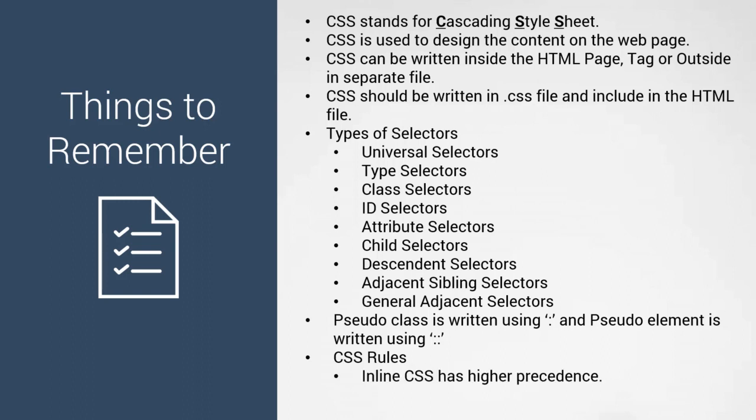On the CSS rules, we saw two important rules. First one was inline CSS has the higher precedence. So anything that you write CSS on the tag will get the higher precedence. If you manually want to emphasize that you want some rule to have higher precedence, then you use something called exclamation mark important. That is used to give higher precedence to that particular rule.